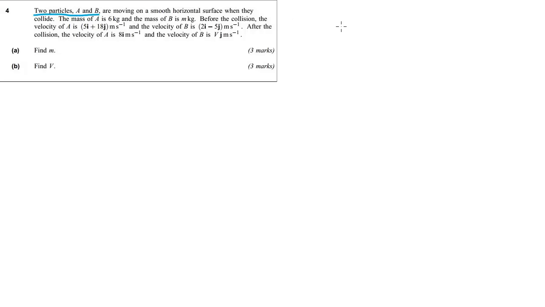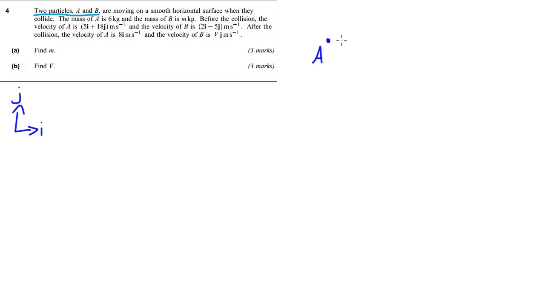Here we have particle A. Let's draw particle A over here, and we get told that A and B are moving on a smooth horizontal surface. The mass of A is 6. Before the collision we have 5I plus 18J. That's the speed that this thing is going at. Let's say this direction would be J, and this direction would be I. So going left is negative I and going down is negative J.